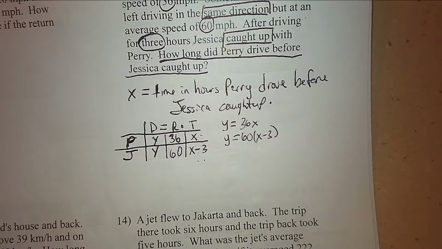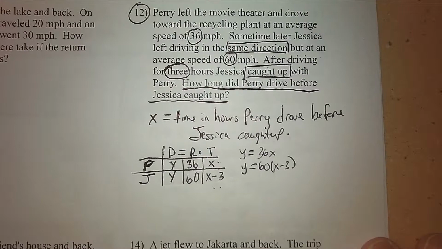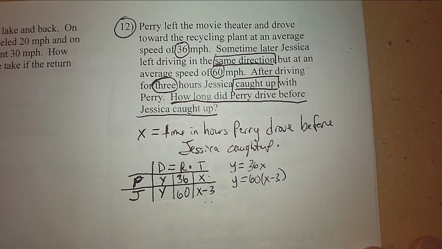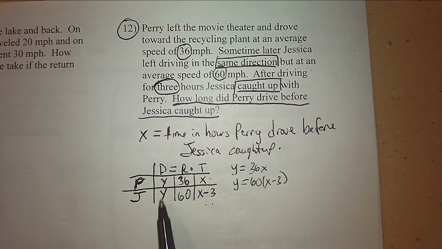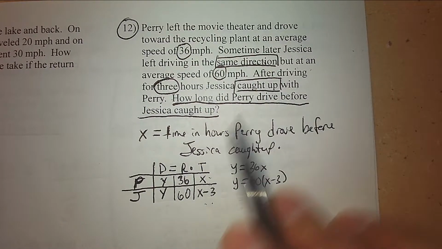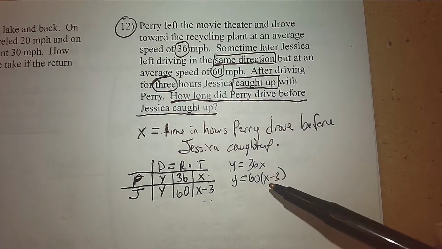We'll do another one. All right, so we're doing number 12 right now. We already annotated it. We already set this up with the information from the story, and now we're going to solve it. So one way to solve a system is substitution.